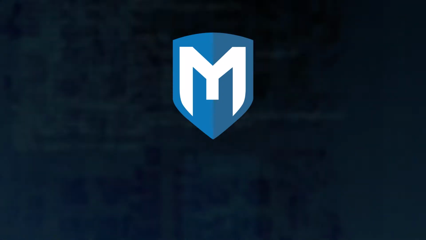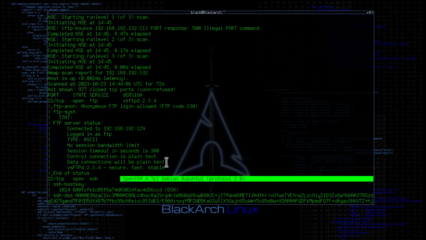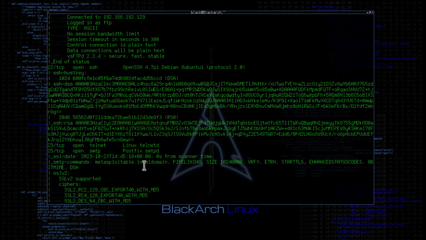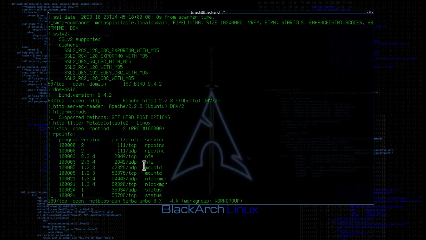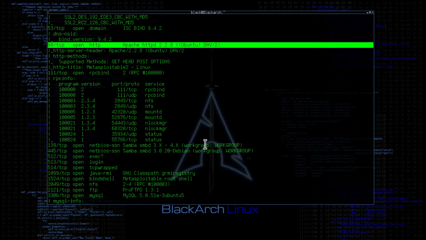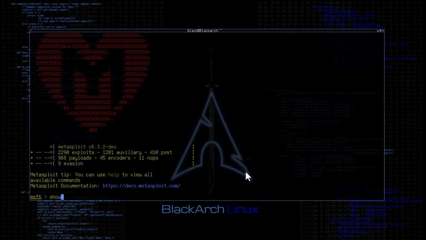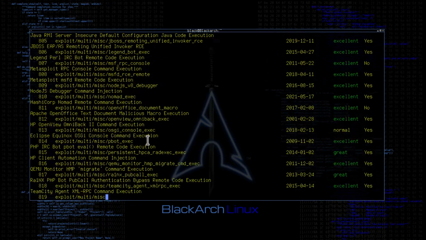At number 4, we have Metasploit. Now, after you've gathered information using Nmap, you know the system is vulnerable, but you need a way to exploit it. This is where the Metasploit framework comes into play. With the Metasploit framework, you gain access to an extensive range of exploits and payloads, granting you the power to take control of a target system.